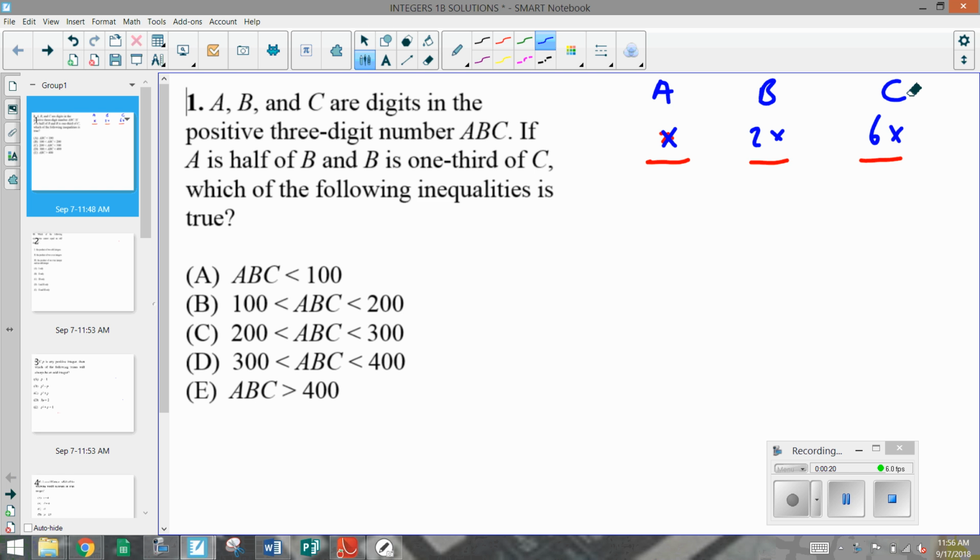All right. Now, if A is half of B, so that's why I wrote that down here. A is half of B in terms of x's, right? Can I do that? A is half of B. Is that right? And at the same time, B is 1/3 of C. Is that right? B is 1/3 of C. In other words, C is 3 times B. Okay, question so far?